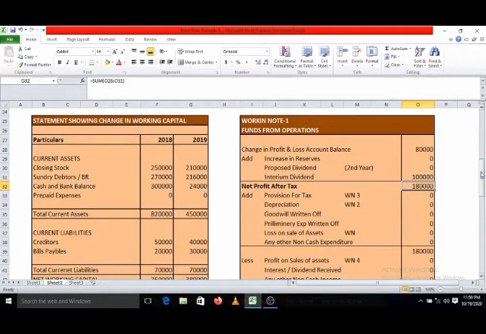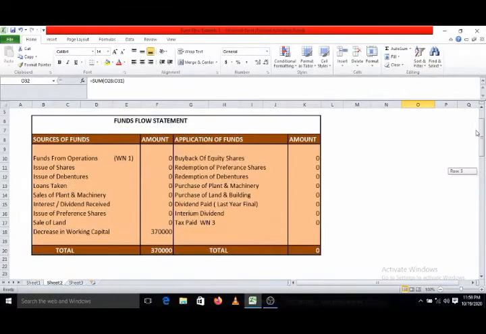So immediately we will consider it on the fund flow statement also. This is a fund flow statement, application side, interim dividend 1 lakh. We write it immediately so that we do not forget later.